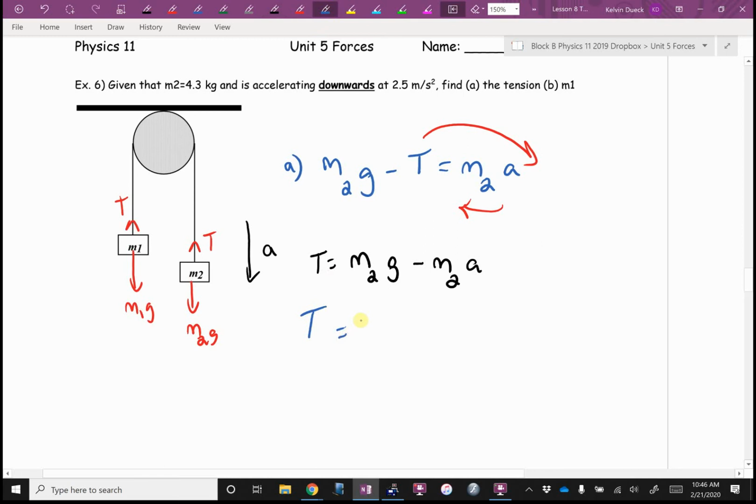Tension is going to be 4.3 times 9.8 minus 4.3 times, what'd they say the acceleration was, Jimmy? 2.5 meters per second. And are you seeing why I told you it's worth memorizing the units? Because you can just glance at it. Oh, meters per second squared. It's got to be the acceleration, even if I hadn't said that word. Easy peasy. As someone who hates memorizing stuff, if I tell you to memorize something, it's worth memorizing.